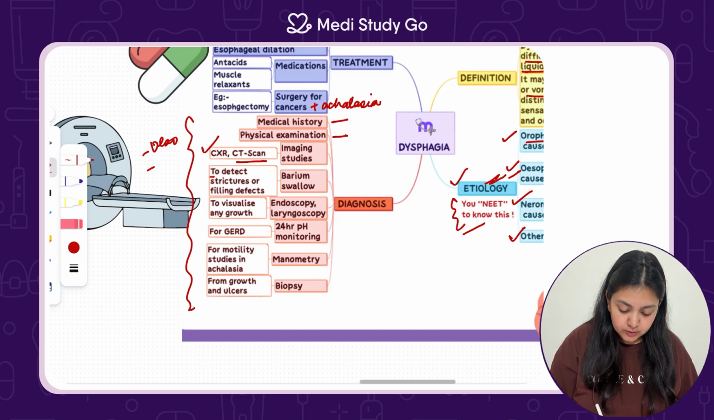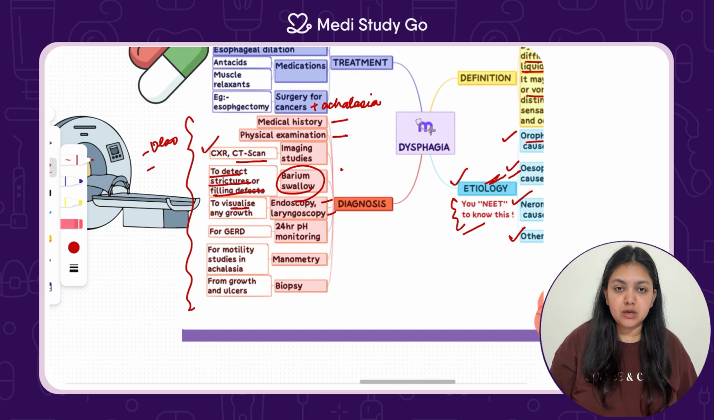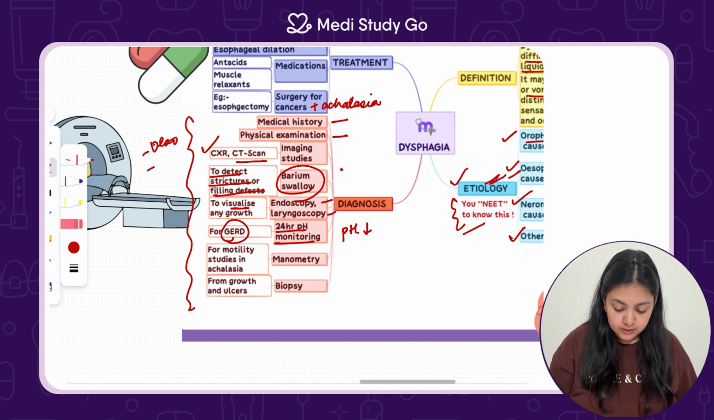Next, you need to detect strictures or filling defects using barium swallow. You need to visualize any growth on endoscopy and laryngoscopy for any carcinomas which can be present. You need to do a 24-hour pH monitoring of the gut, because in case of GERD, the pH is low and it reaches the esophagus.